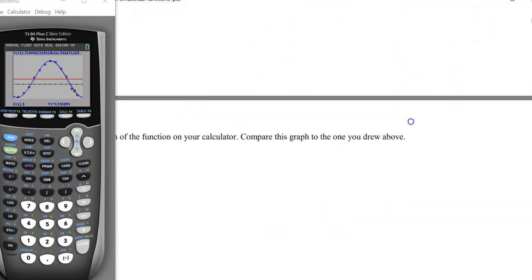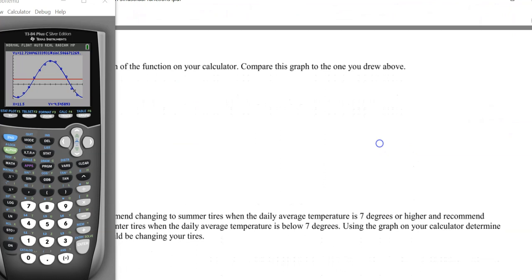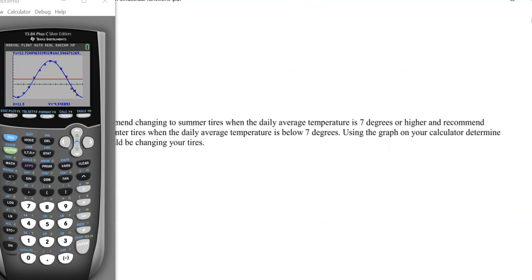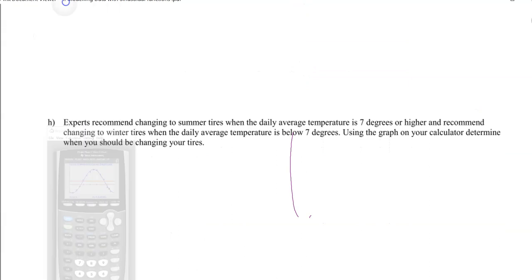So the next question, compare this graph. We graphed it on the calculator and looked at the one that we drew above, and it matches up. We can see that experts recommend changing to summer tires when the daily average temperature is 7 degrees or higher, and recommend changing to winter tires when the daily average temperature is below 7 degrees.